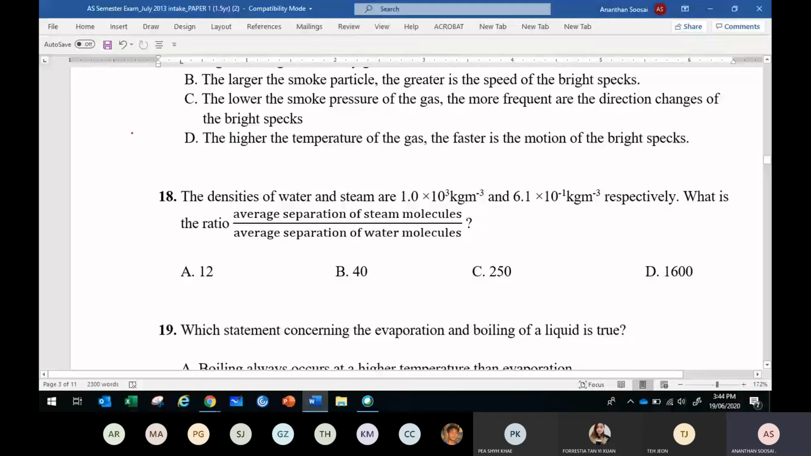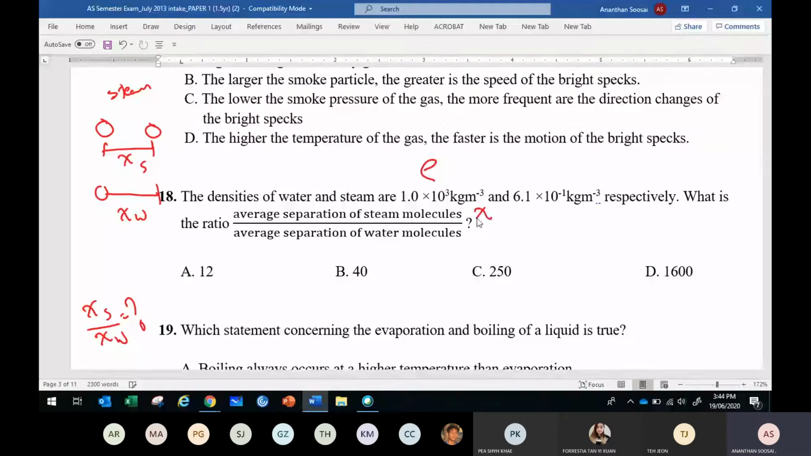Okay, the question is asking, let's say you have a steam molecule. Steam molecule separation, X of steam. And the other one is X of water, the separation of water. They're asking what is X of steam over X of water, how much? How is this separation linked to density? Because they give density. They're asking for separation. If you know the link, you can get the answer here already.